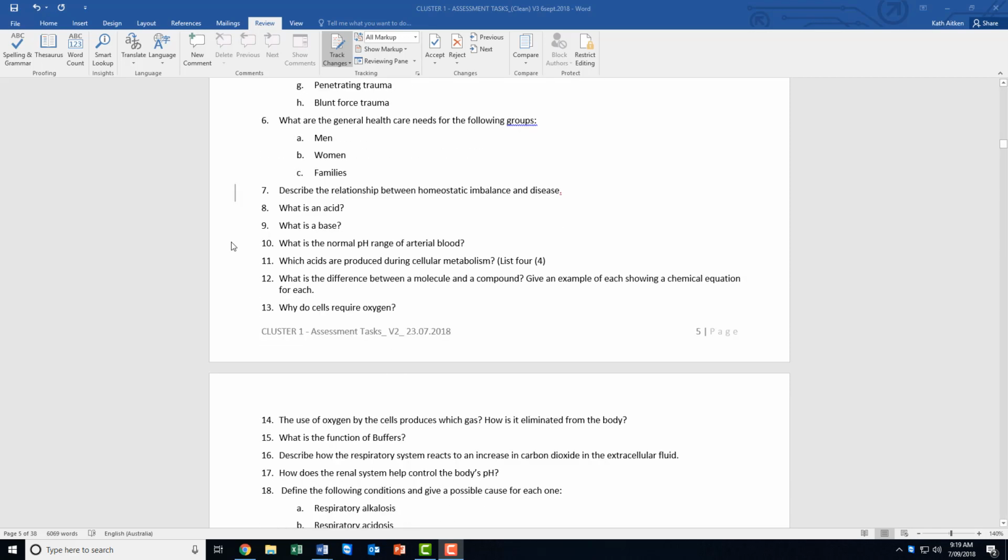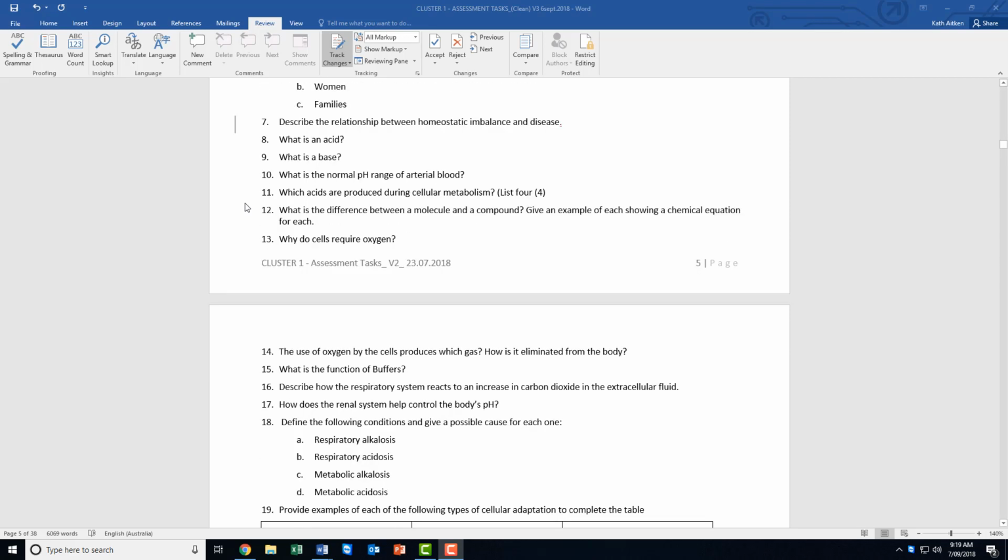Question 7, the relationship between homeostatic imbalance and disease. Describe, another sentence or 2. Questions 8 and 9 is just going to be a description, that's one sentence. Question 10 is just a number, basically, or a range of numbers. Question 11, just a list of 4 things. They don't need to be described.